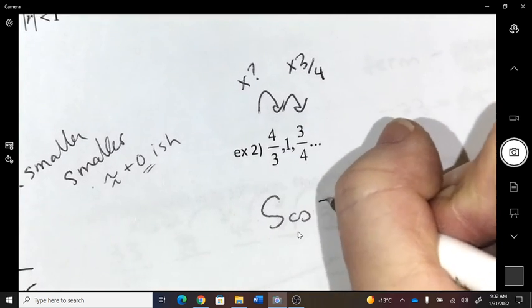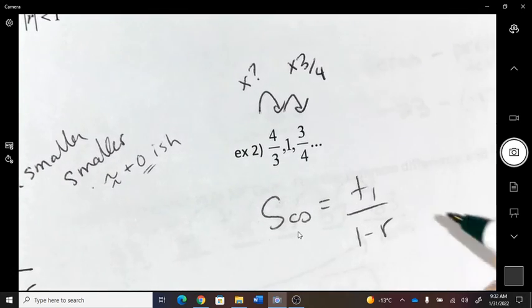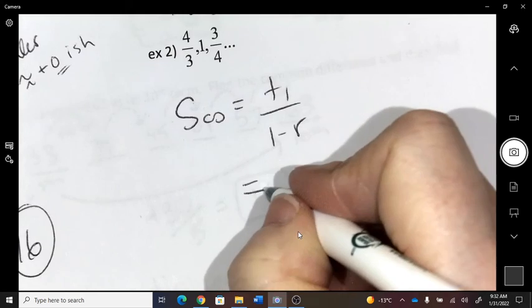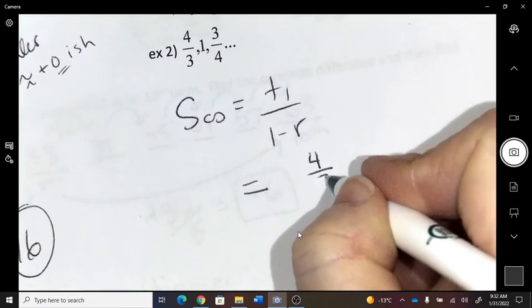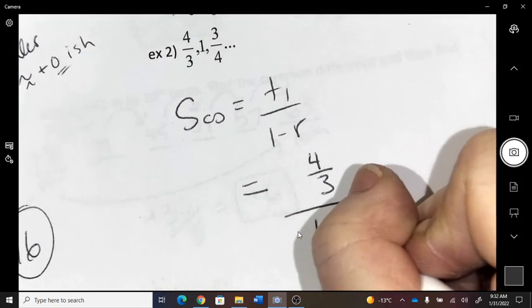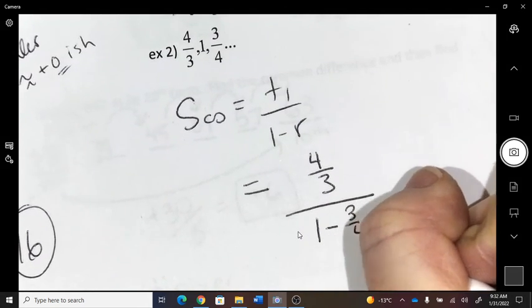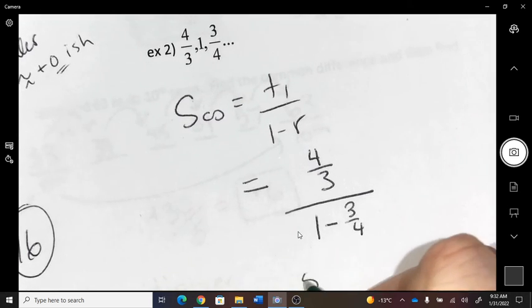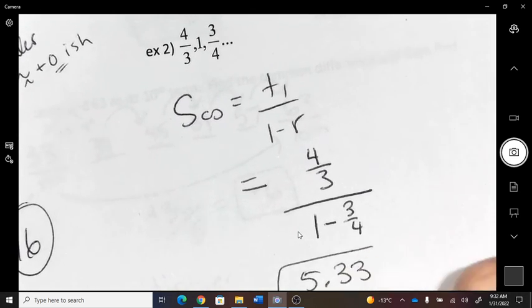So sum, infinite. This formula, not much to it, this one, so this is nice. So the first term is 4/3. 1 subtract the multiplier. Type it in and see what you get.